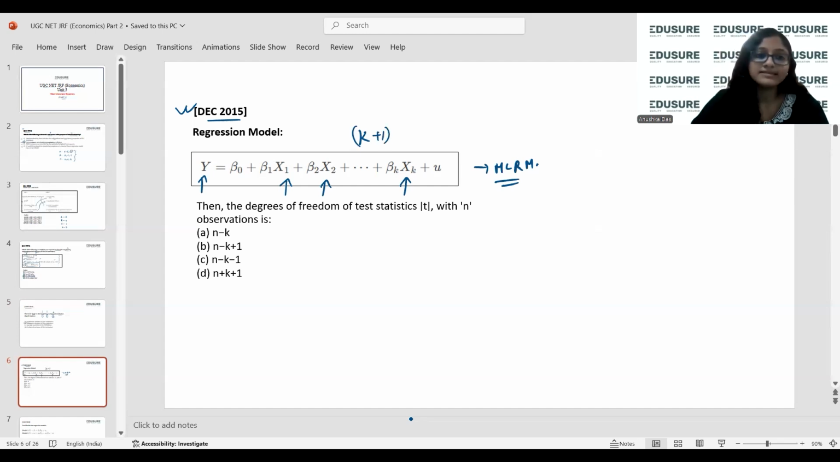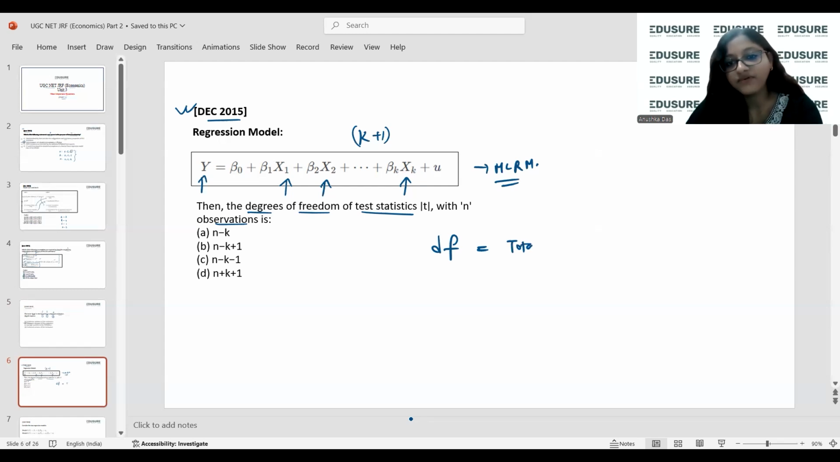Now, the question asks, the degrees of freedom of the test statistic with n number of observations will be what? Understand what degrees of freedom is. Degrees of freedom means how many observations are free. Freedom means how many observations among the n number of observations do not have any sort of restrictions. What do I mean by restriction? Restrictions means parameter estimation.